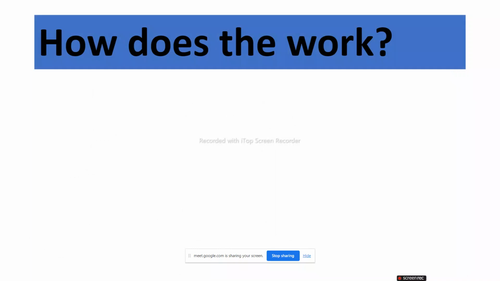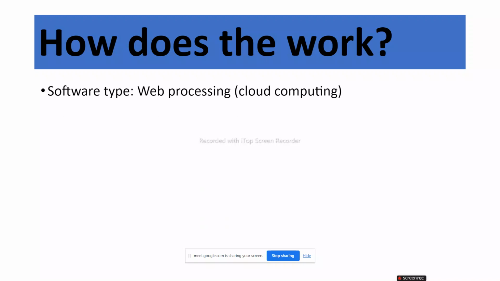And how does it work? Google Earth Engine is a cloud based platform. Every cloud based platform has its own server. When you write the code, this code sends a message to the Earth Engine server. In a matter of seconds, the server sends you a response. Its software type is web processing or cloud computing.